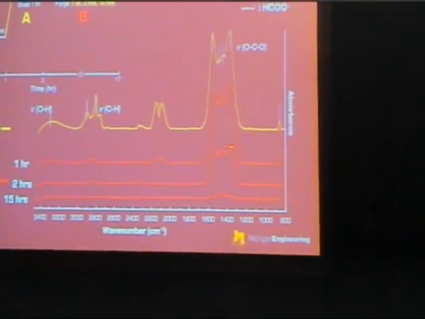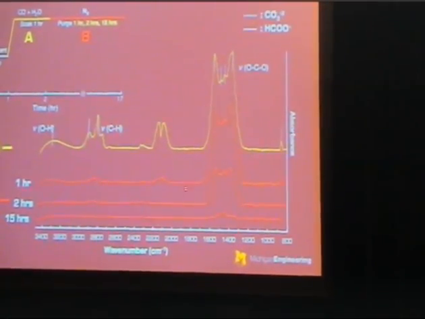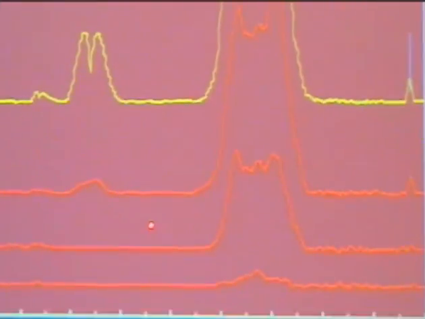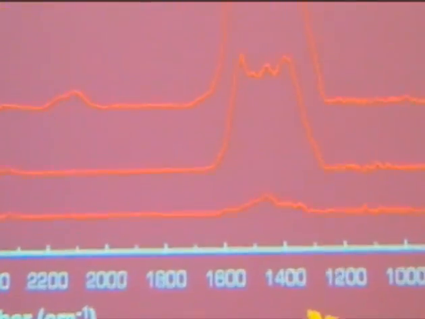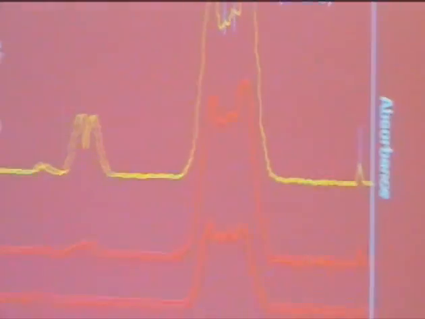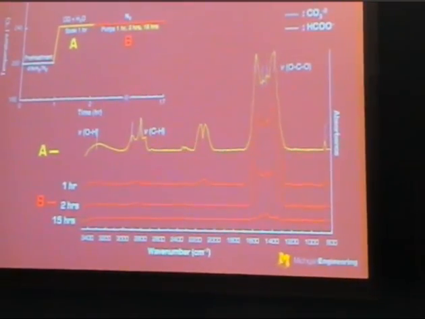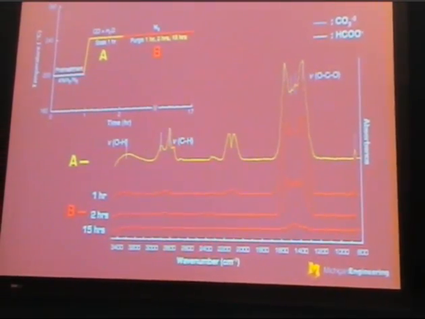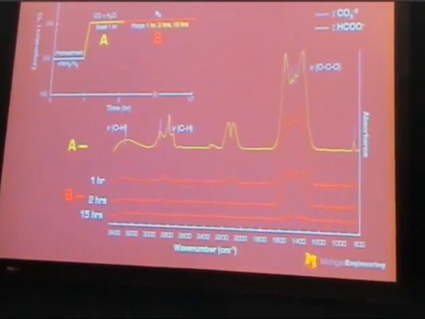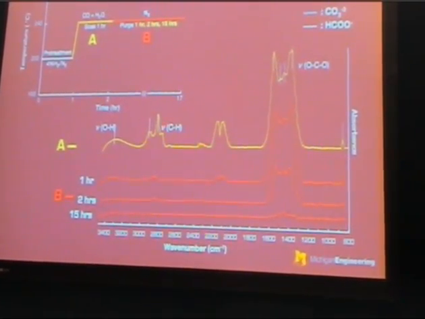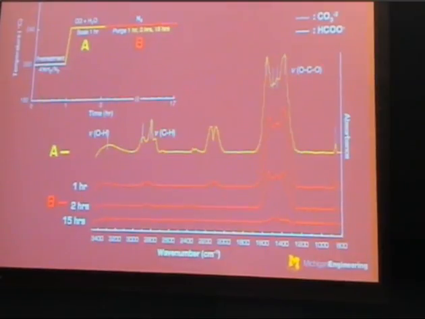At 2 hours, there is still quite a bit of the carbonate and formate species observed on the surface. After 15-hour purging, which is quite a long period of time, there are still some carbonate species observed on the surface. So possibly these carbonate and formate species must be the main blocking species on the active site.